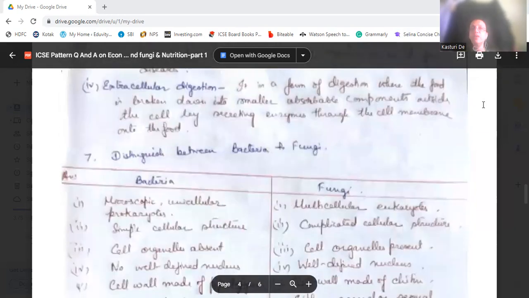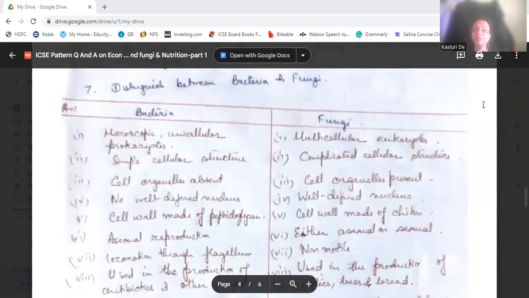Okay. Now distinguish between bacteria and fungi. Bacteria are microscopic unicellular prokaryotes, whereas fungi are multicellular eukaryotes. They may be microscopic, but they generally are multicellular eukaryotes. Bacteria are simple cellular structures, whereas fungi are complicated cellular structures because they are multicellular, and bacteria are simple cellular because they are single-cell structures.